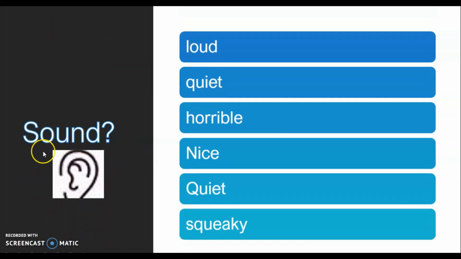Okay, so some sound adjectives are things you could hear. Maybe the noun in this case is music or radio. So you might say that it's loud, quiet, horrible, nice, or squeaky.